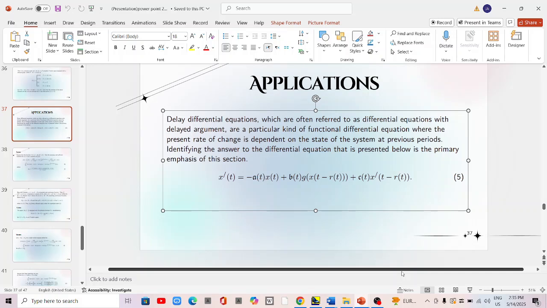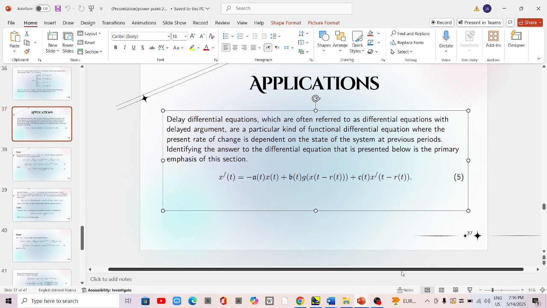In this section, we shall discuss neutral delay differential equations with the delay in both the function x of t and its derivative x dash of t. If we see in this equation, a of t, b of t, and c of t are given bounded functions. We have to take these functions in the start. These will be the given functions.